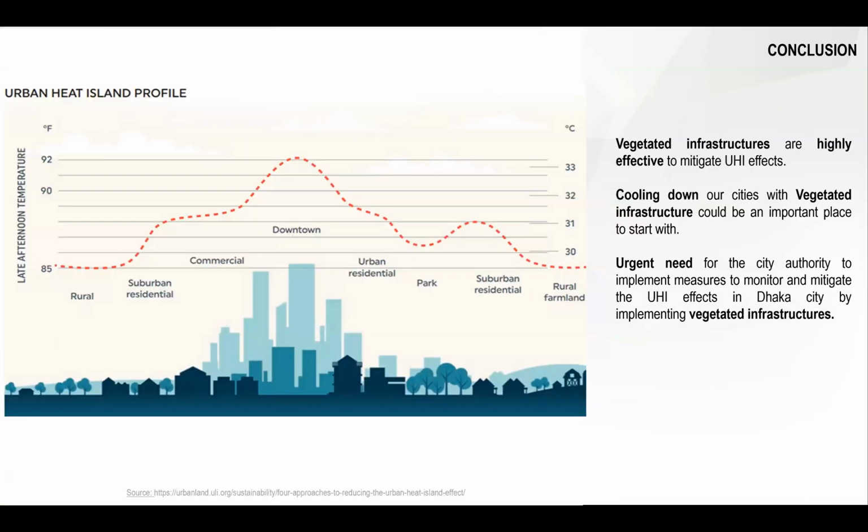So in conclusion, we can say vegetated infrastructure is highly effective to mitigate the urban heat island effect, and cooling down our city with vegetated infrastructure could be an important place to start. So it is urgently needed so that the city authority can take steps to increase the vegetated infrastructure.